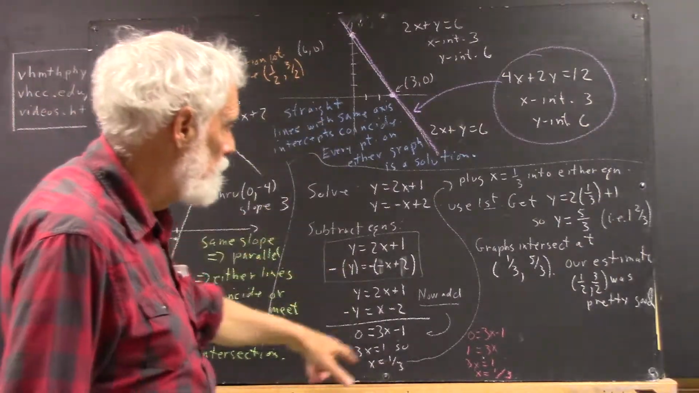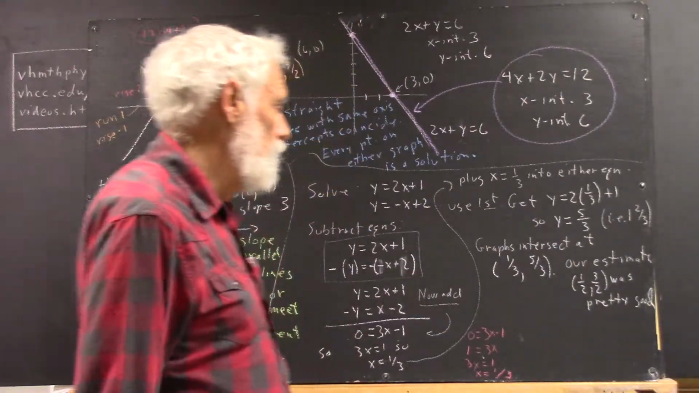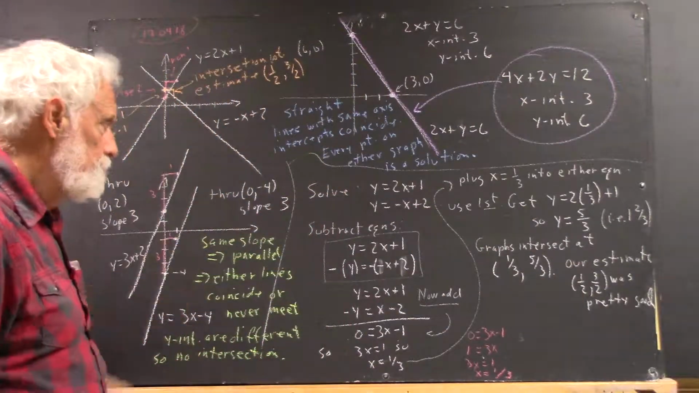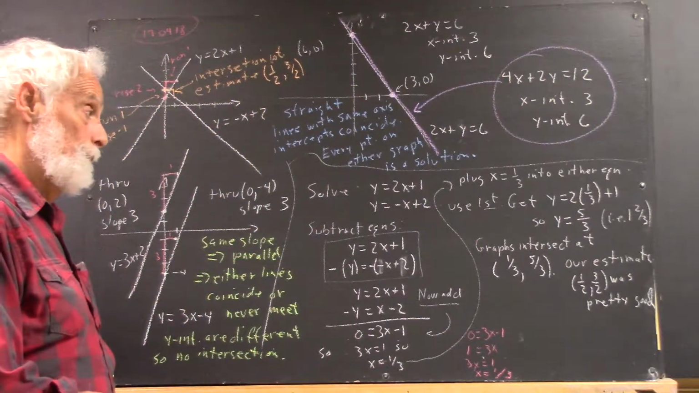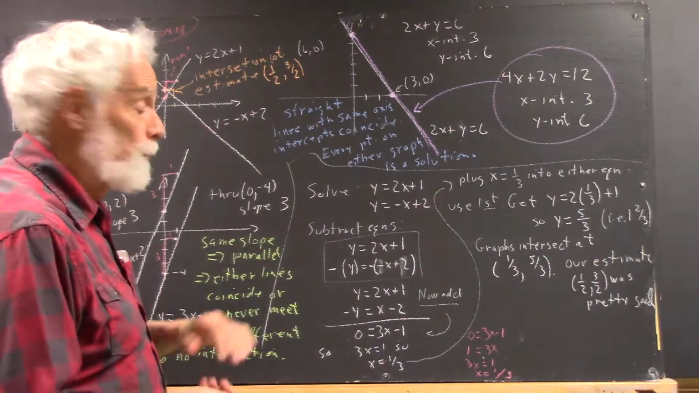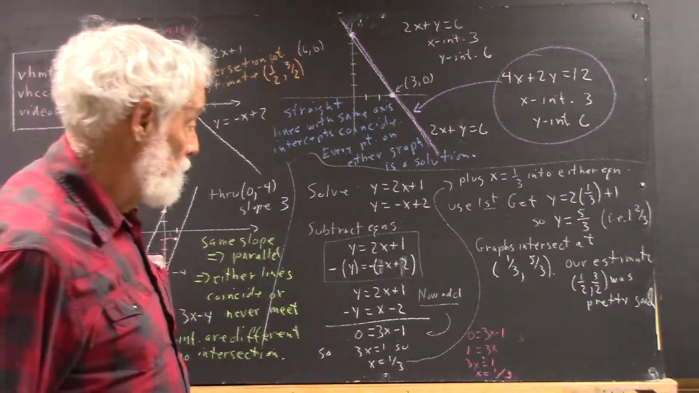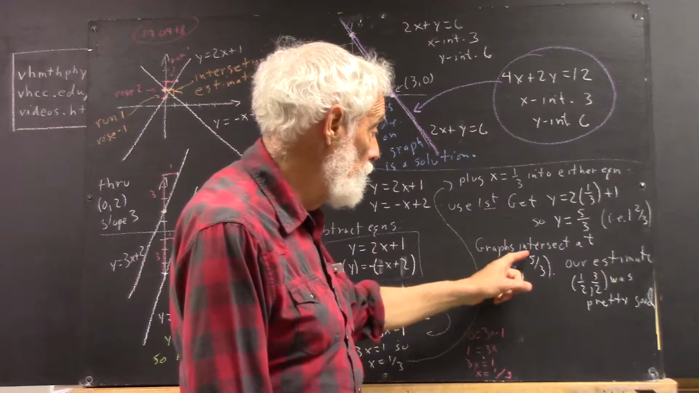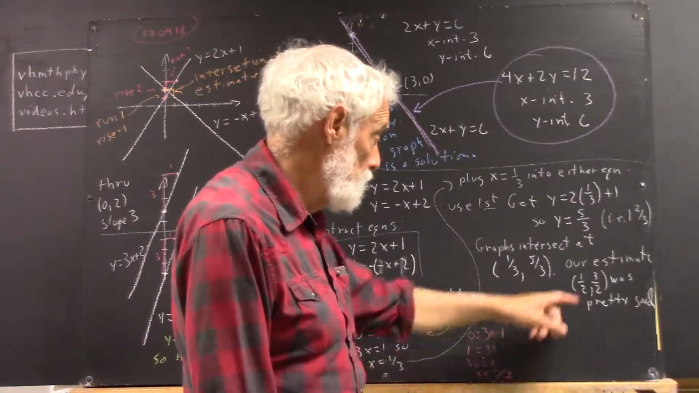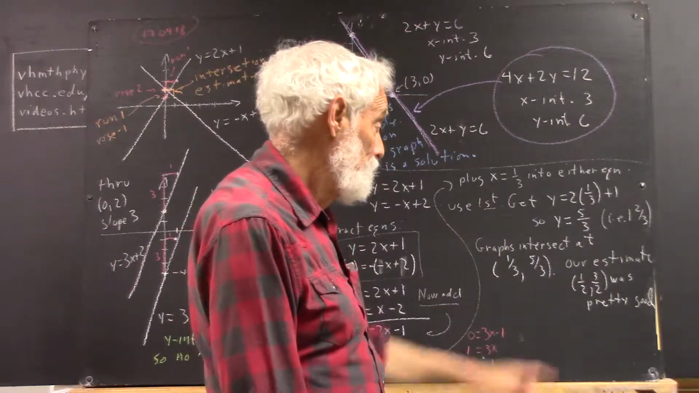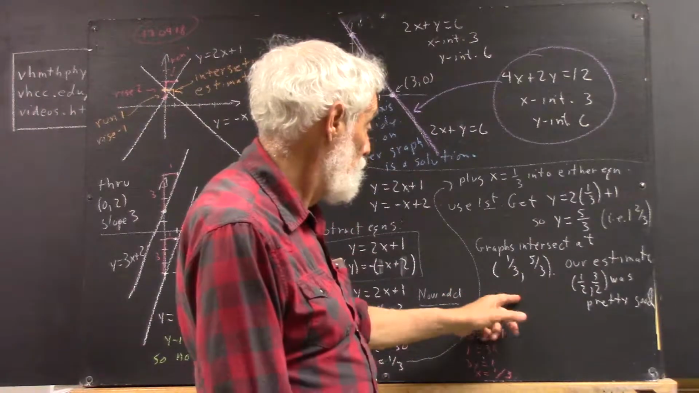It just wasn't completely accurate, and we had to use the algebra to get the accurate result. This means that if we drew our graphs with complete accuracy, they would intersect at 1/3, 5/3, as opposed to 1/2, 3/2. This is close, a good estimate. This is accurate.